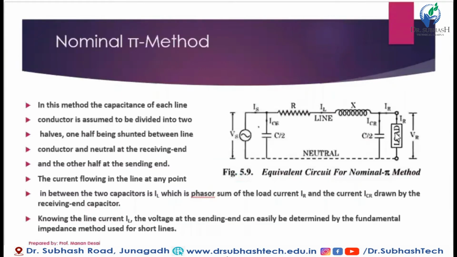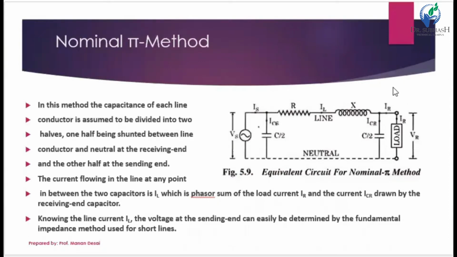Now, what is the nominal pi method? As per the circuit, the capacitance of each line conductor is assumed to be divided in two halves. See, students, these two halves are shown in the equivalent circuit, and one half is shunted between line conductor and neutral at the receiving end, and the other half is at the sending end.